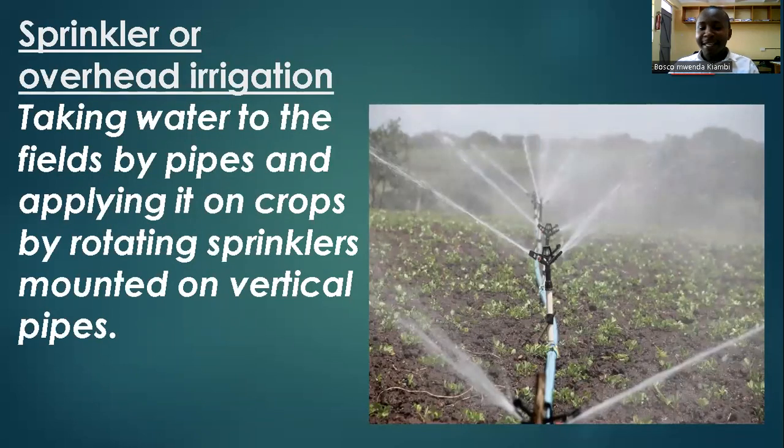We also have sprinkler or overhead irrigation, where the water is taken to the fields by pipes, and then they are applied on crops using the sprinklers that are mounted on vertical pipes. And I think this diagram is able to show us clearly what we are calling sprinkler irrigation.